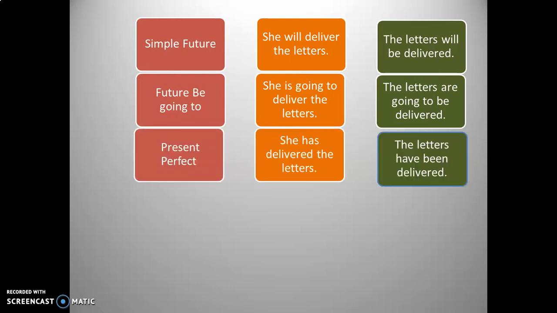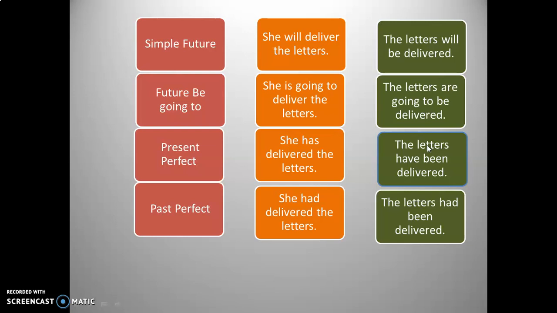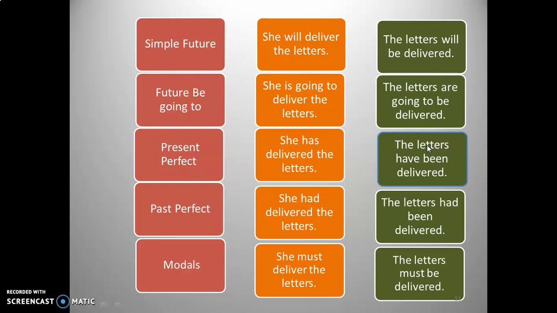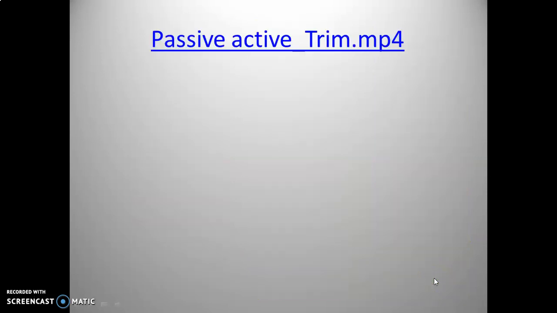Present perfect. She has delivered the letters. The letters have been delivered. Why have not has? Because letters is in plural form. Past perfect. She had delivered the letters. The letters had been delivered. Modals. She must deliver the letters. Must is one of the modals. The letters must be delivered. Now let's watch this song.